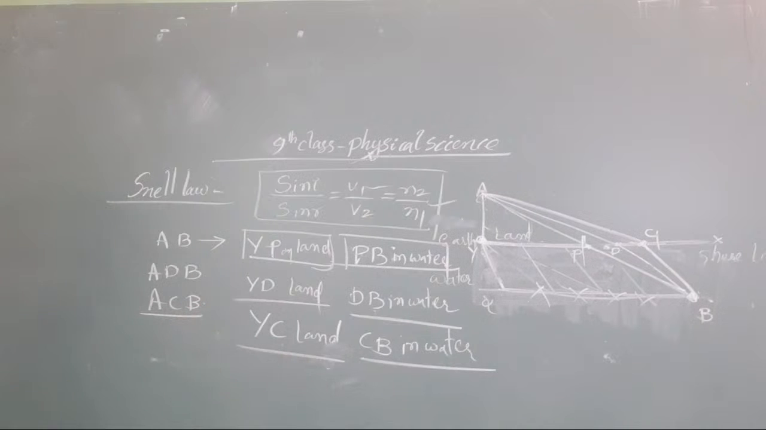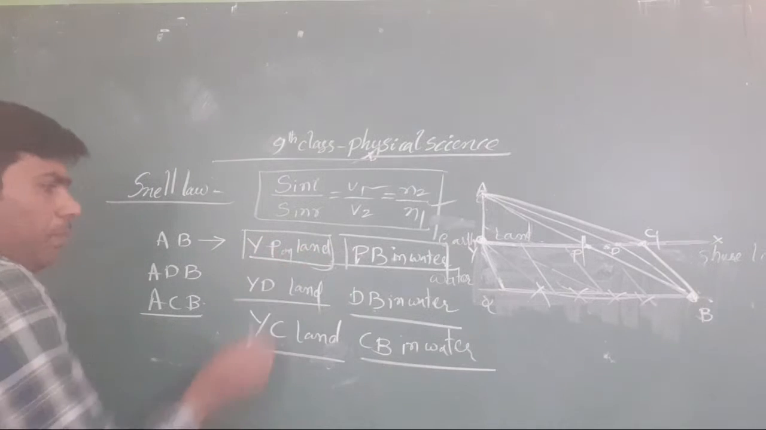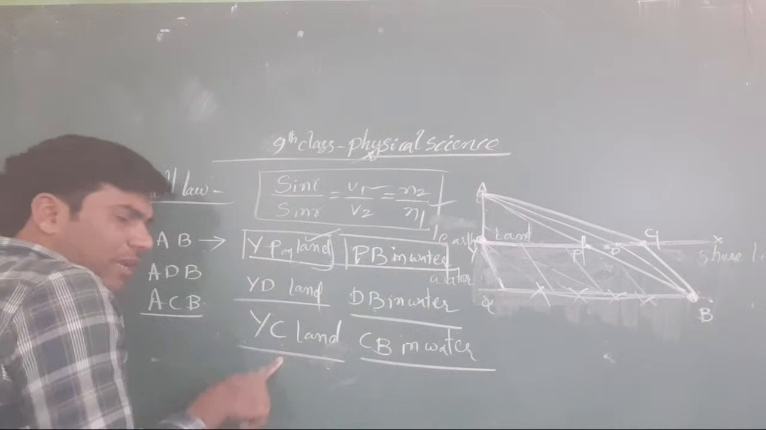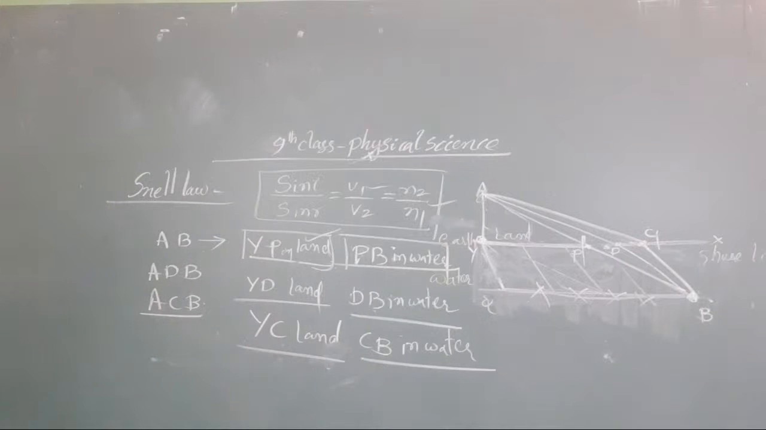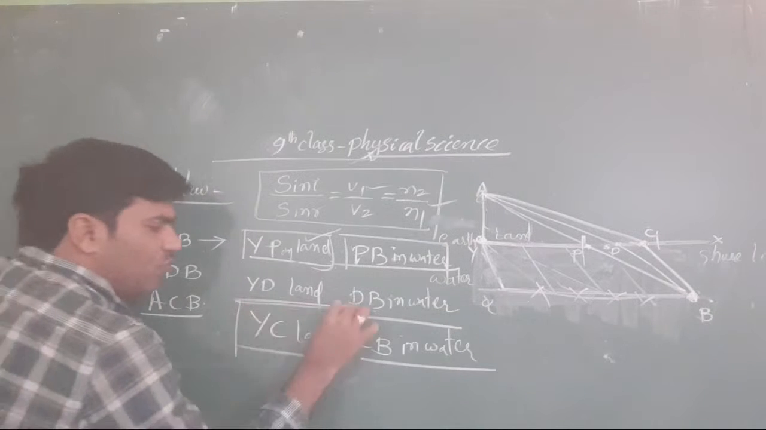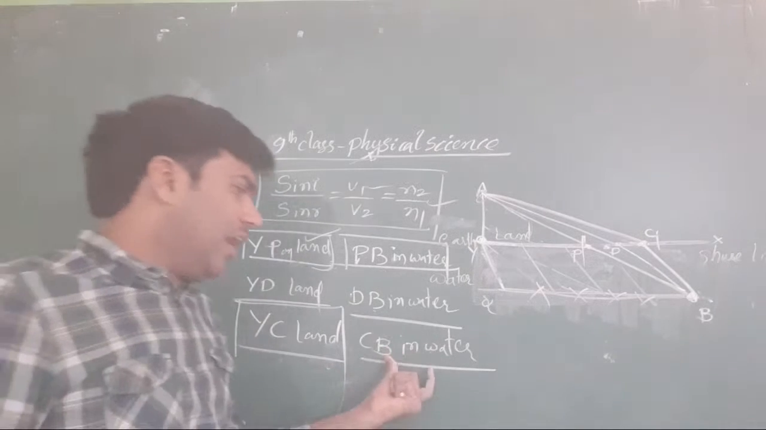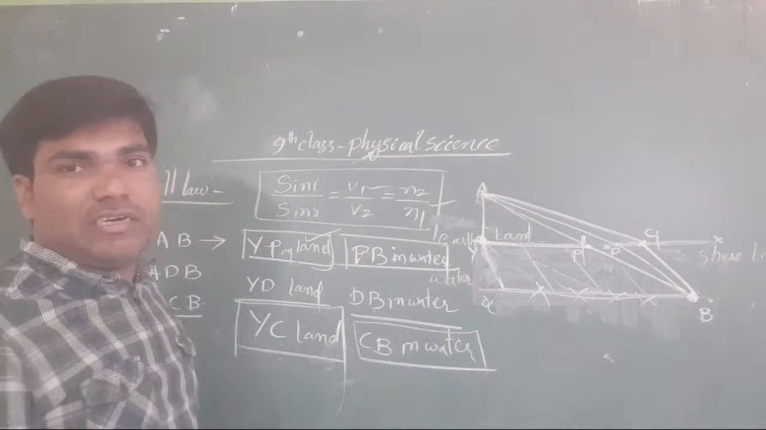C to B in water. Okay, like this, once you check here, Y to P is less on land than the remaining paths. Here, most of the traveling path is contained on the land. Which one? That is Y to C, which is greater on the land. And less in water it is which one? C to B in water it is less.